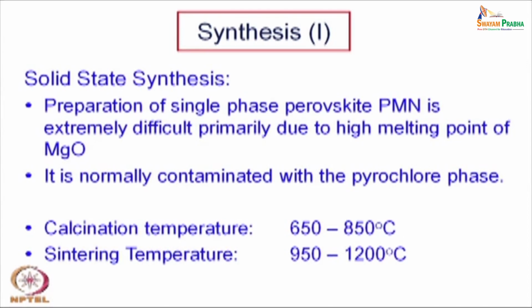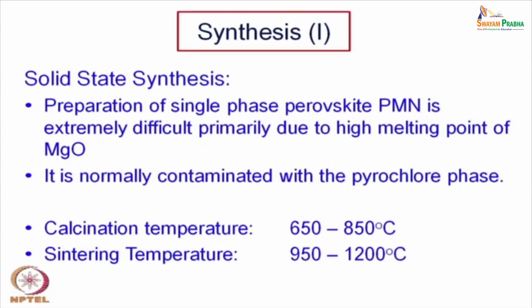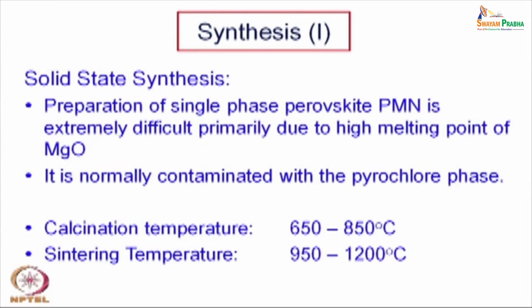A derivative of perovskite is also the pyrochlore phase, A2B2O7, that kind of compound, and these pyrochlore phases are non-ferroelectric in nature. Even the relaxor behavior is not there, and as a result they need to be avoided during the normal synthesis route.